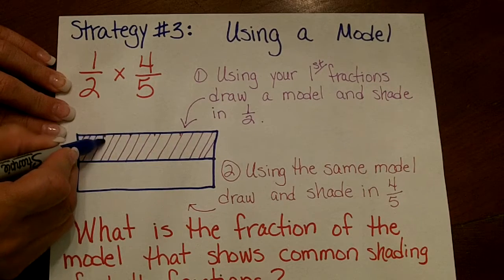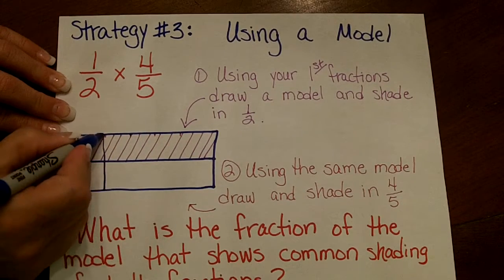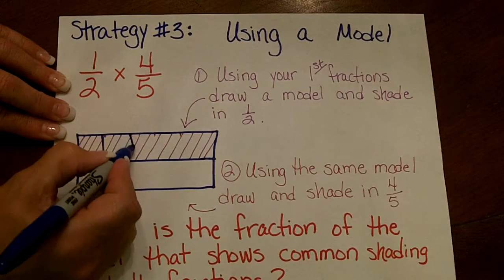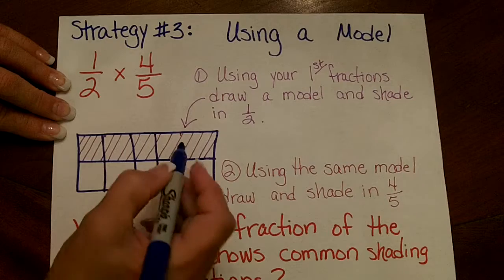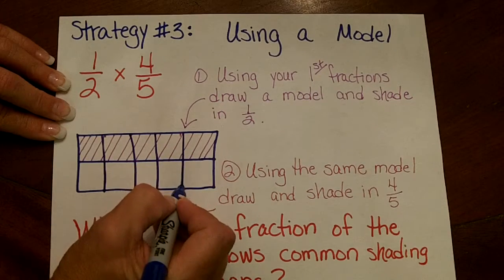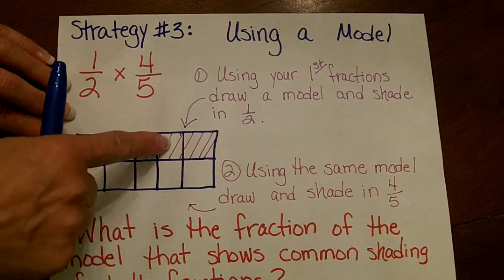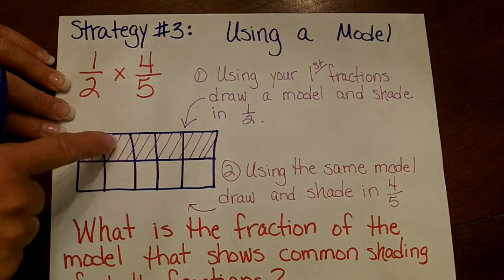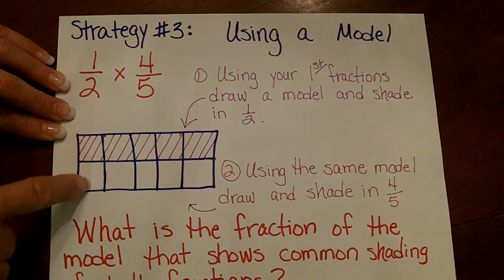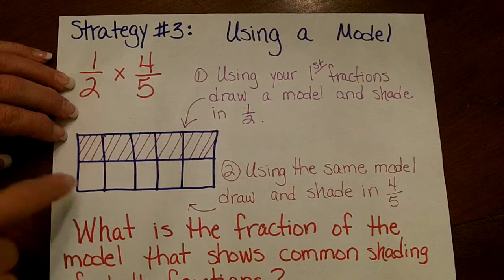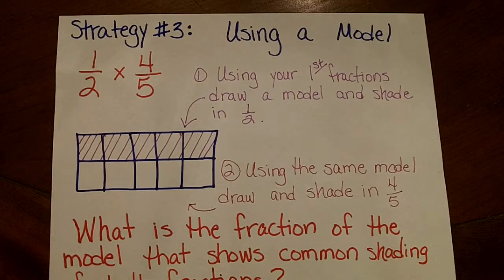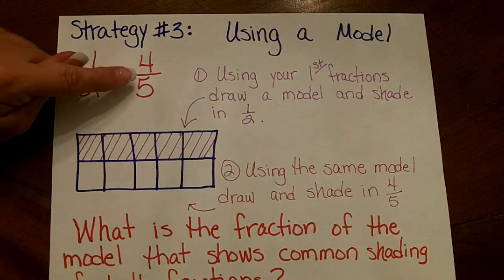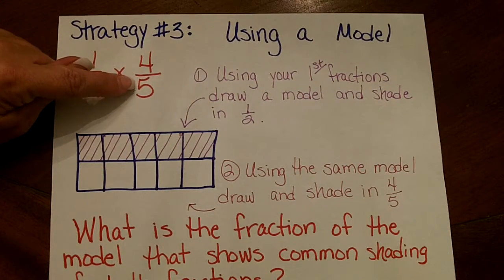So I'm going to make, okay, there's 1, 2, 3, 4. Now I have 1, 2, 3, 4, 5/5. So now I've cut it into 5 pieces. Now mine aren't exactly equal, but that's okay. Next thing I need to do is I've got to shade in 4/5.